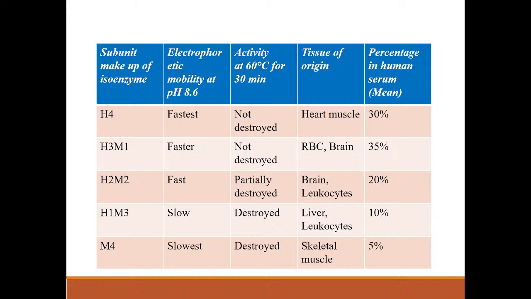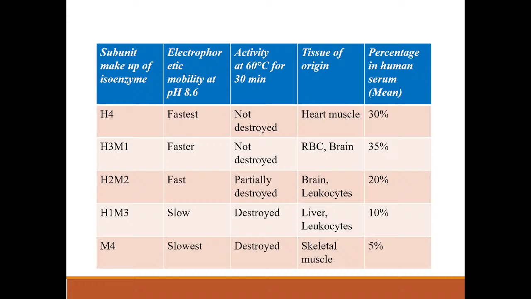So, H4 is the fastest and M4 is the slowest. This you just draw, and this diagram is the figure, this is not the drawing, just take note on the figure, so that you understand what is applicability. So, applicability tissue of origin is heart, muscle, RBC, brain, leukocytes, liver, skeletal muscle. So, throughout the body different places it is being present and has different actions, that is important.